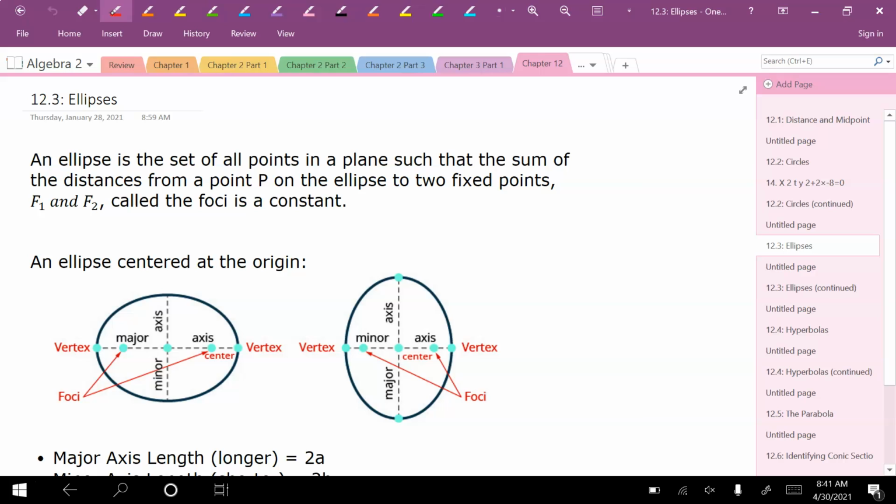Now, an ellipse is similar to a circle in that it's kind of like a round shape, but it's a little more oval-like because it's stretched. And it's either stretched over the horizontal axis or the vertical axis. And I'll tell you how you differentiate which is which.